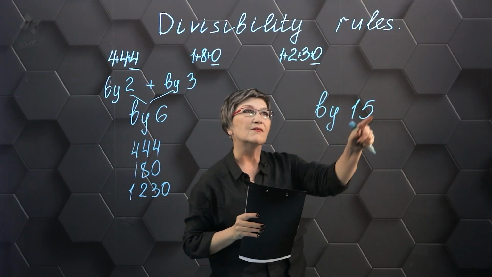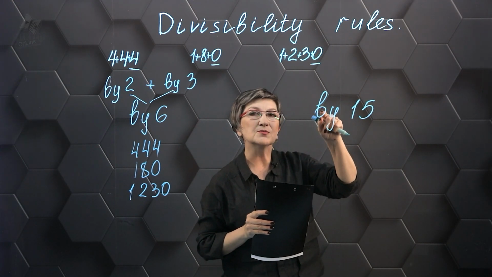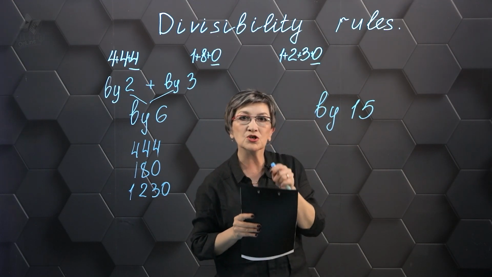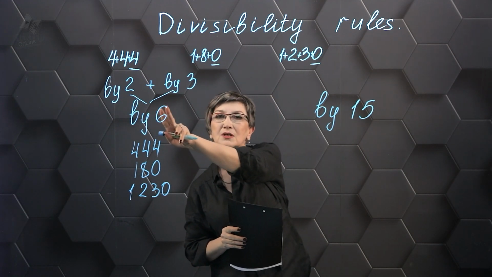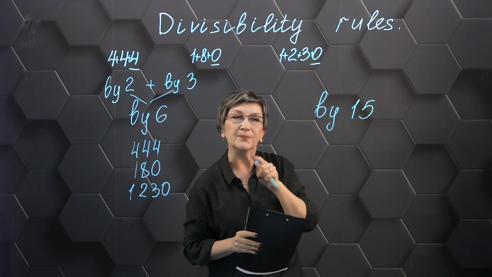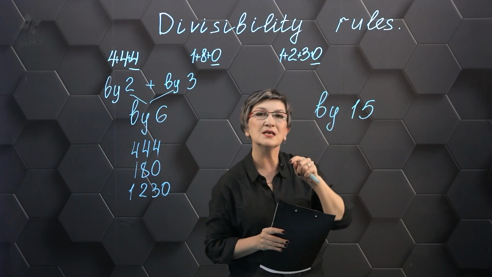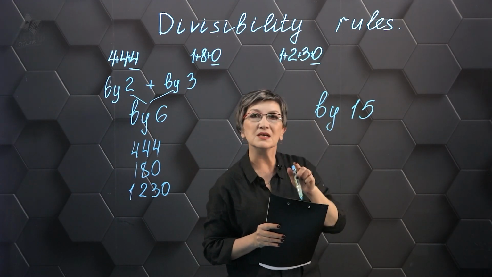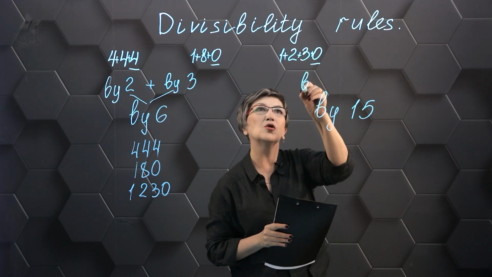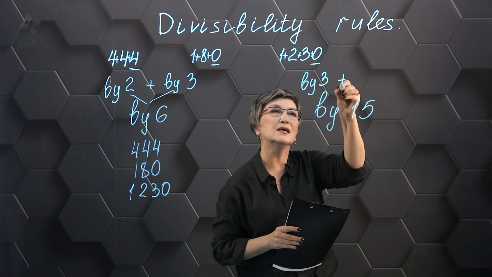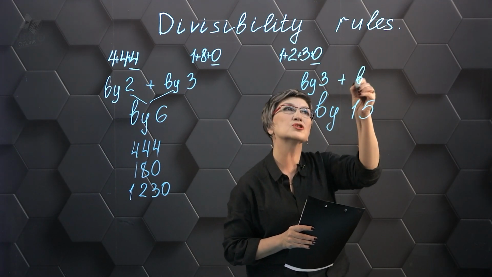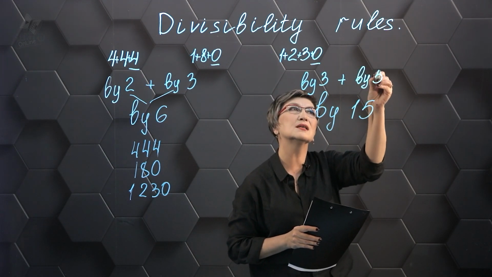And now, let's think about the scenario where a number can be evenly divided by 15. In this case, the same rule still applies. A number can be divided by 15 without remainder if the number can be divided by 3 without remainder, and the same number can be divided without remainder by the number 5.